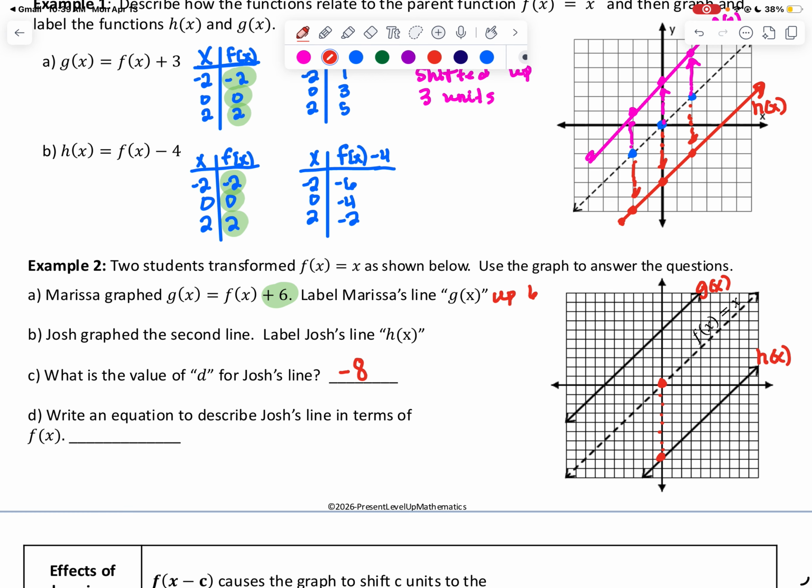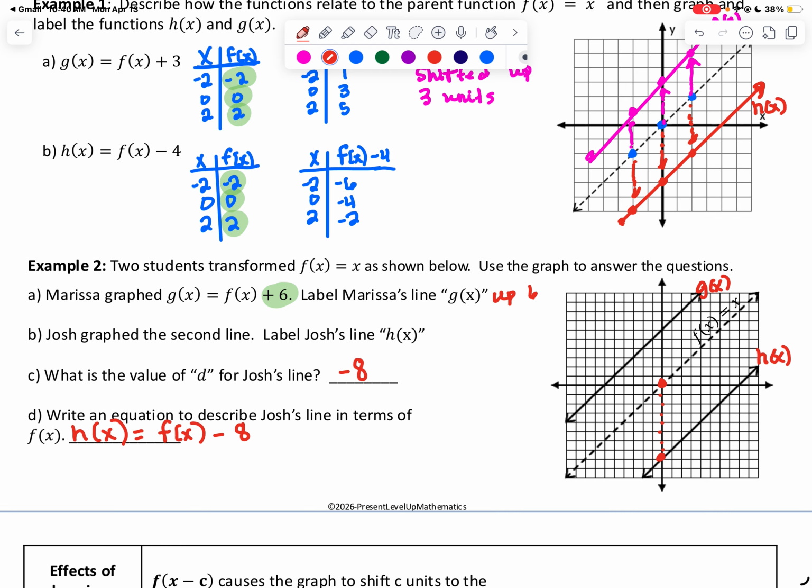Now, we want to write an equation to describe Josh's line in terms of f of x. So Josh's line is labeled h of x. And Josh's line could be obtained by taking f of x and subtracting 8 units from it.